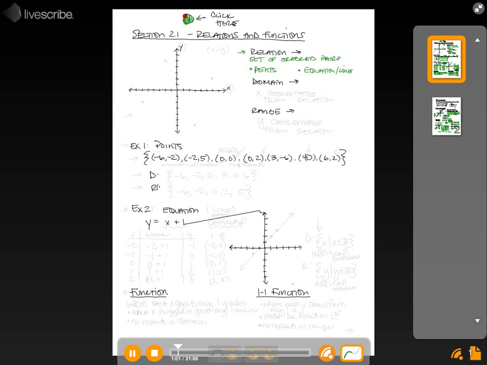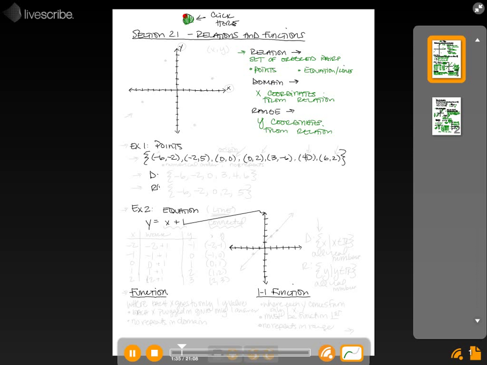Now, we also need to know domain and range, which are things you guys should already know. The domain is all the x-coordinates from a relation, or all of the x values. Okay? The range is the opposite. It's the same idea, but instead of the x's, it's going to be the y's. The y-coordinates from a relation.